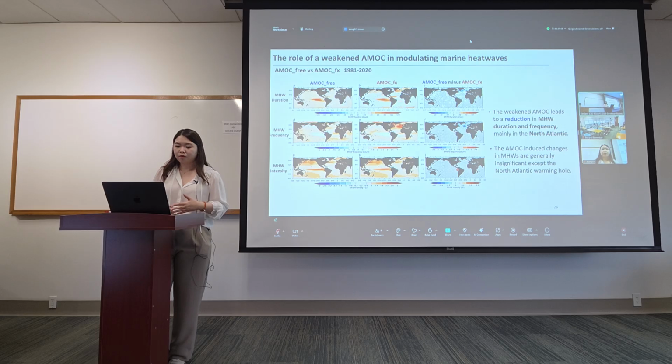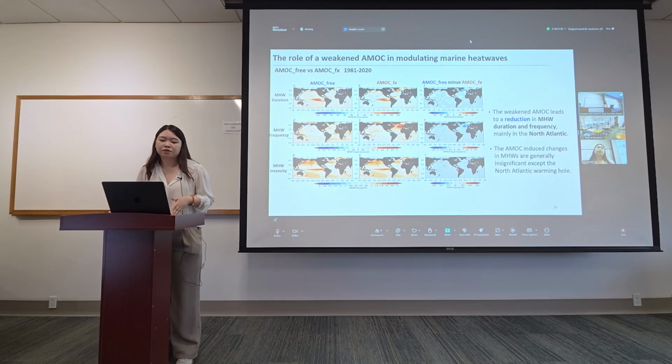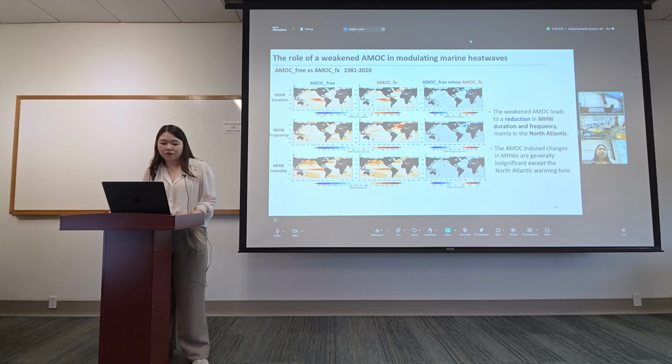After making sure our model can do a good job, we start to analyze the marine heat wave behavior between the AMOC fixed and AMOC free experiments. Here is our result for the last 4 decades, 1981 to 2020. In the AMOC-free experiment, during the last 40 years, we have long lifetime and strong intensity heatwave events occurring in the eastern tropical Pacific, and the average duration for this region is around 70 days.